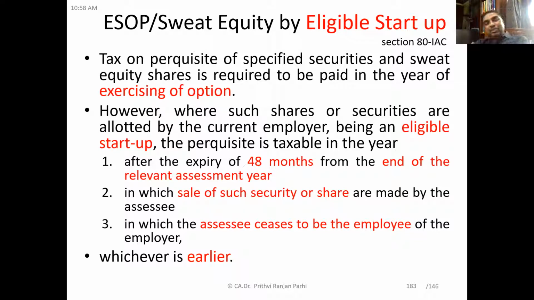or point 2, the year in which the sale of such securities or shares is made by the assessee. Let us say the assessee sells it in a particular year, then in that year. Or point 3, the year in which the assessee ceases to be the employee of the employer, or let us say leaves the employer. So I told you 3 points: 4 years, or the year in which securities are sold, or the year in which the assessee ceases to be the employee. Whichever is earlier, in that particular year only it will be taxable.